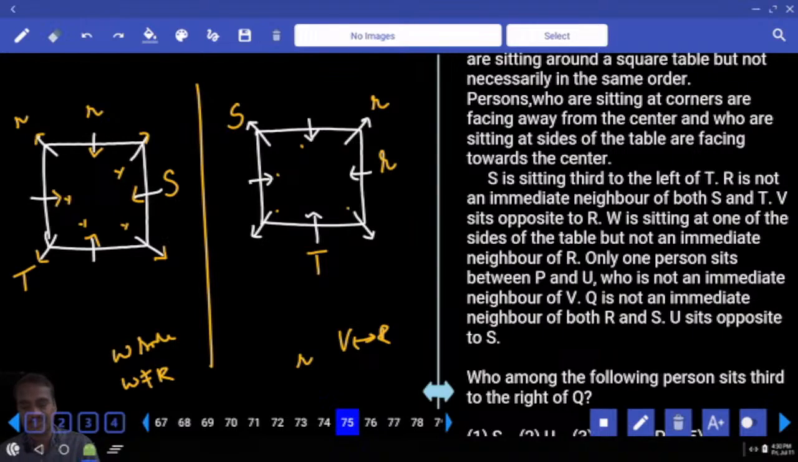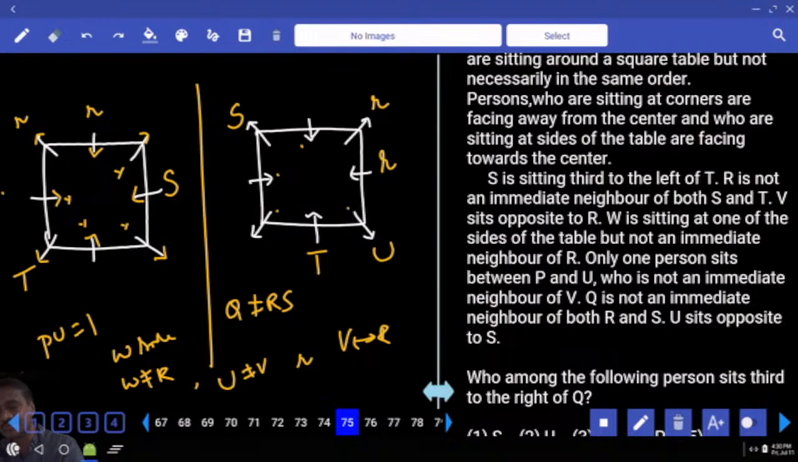And only one person between P and U. In between P and U, how many? One. U is not an immediate neighbor of V. Now U and V are not adjacent to each other. Now Q is not an immediate neighbor of both these two persons. Q is not adjacent to R and S. U sits opposite to S. Now U is opposite to S. In fact, we are waiting for such information.